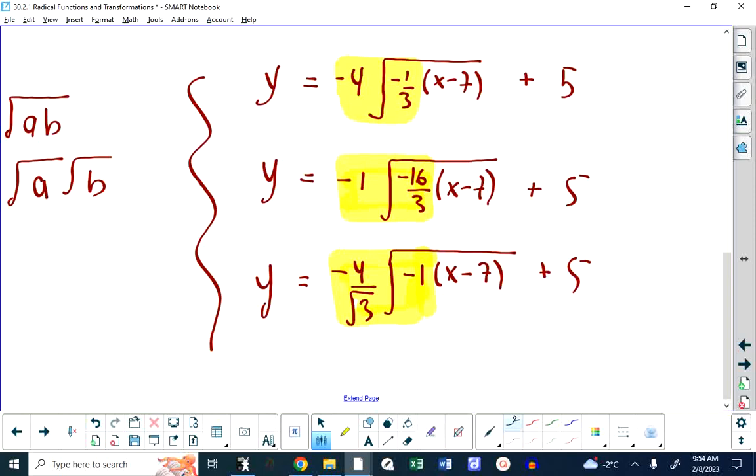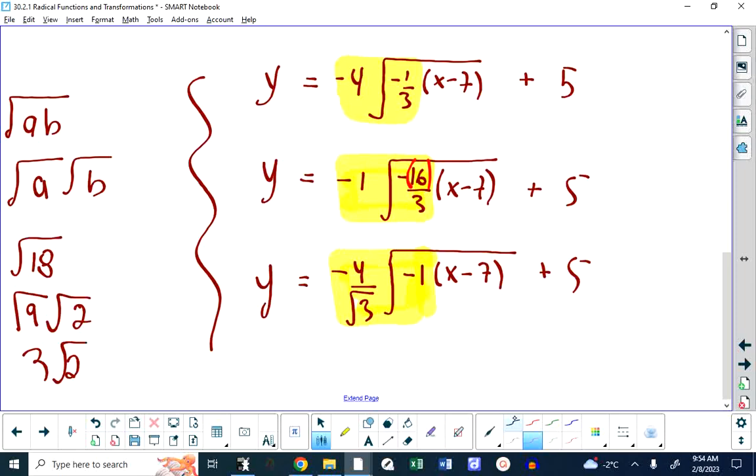That's why you're able to take something like root 18 and say it's 3 root 2. Remember doing that? Okay. Well, this 16 is being multiplied by the x minus 7, and it's being multiplied by the negative 1/3. So I can take the square root of that 16 and extract it. And it's going to end up being a 4, which joins forces with the negative 1 to become negative 4.